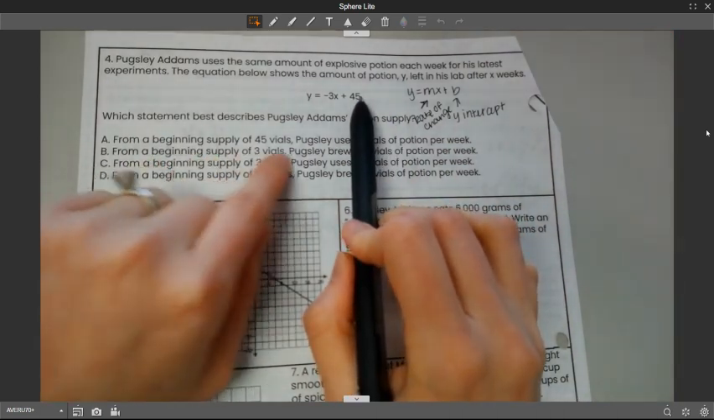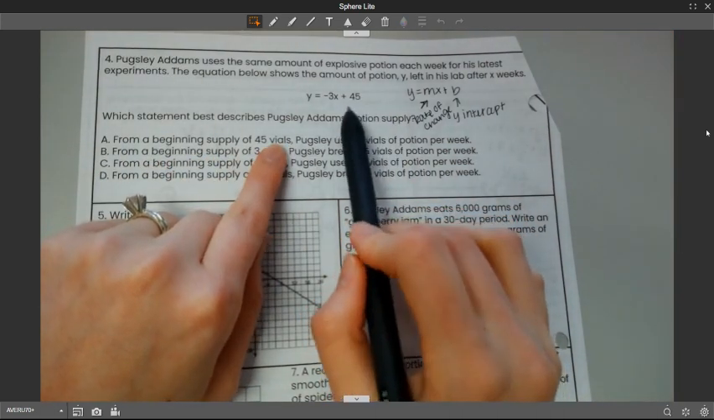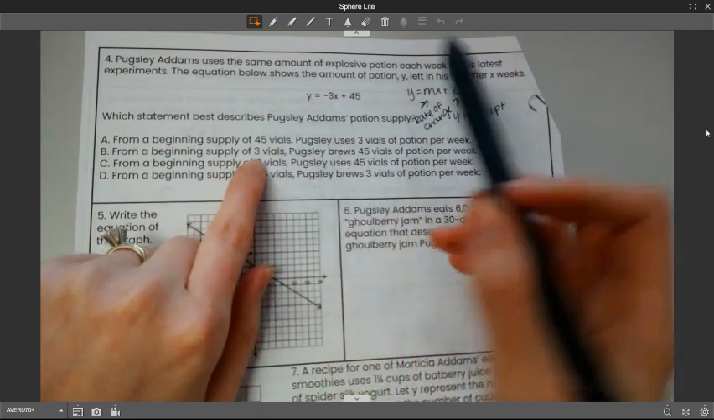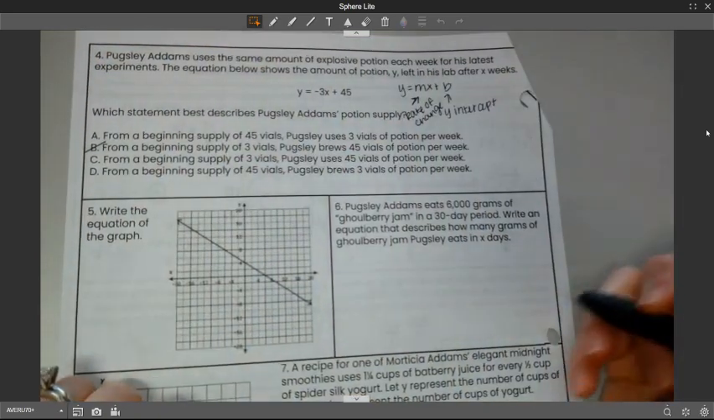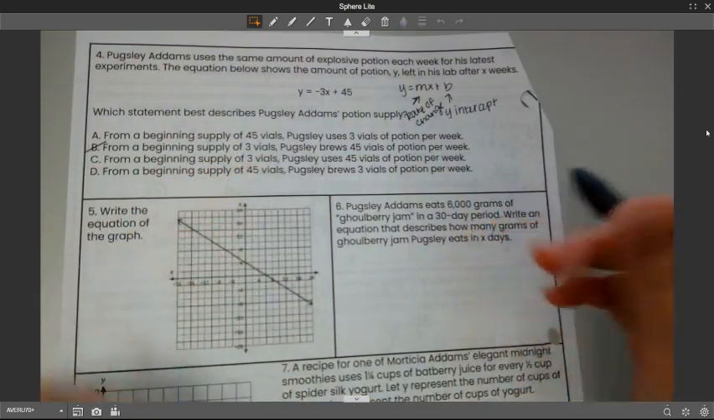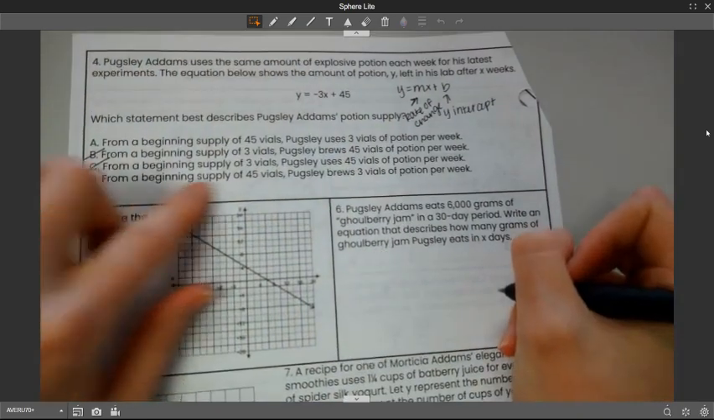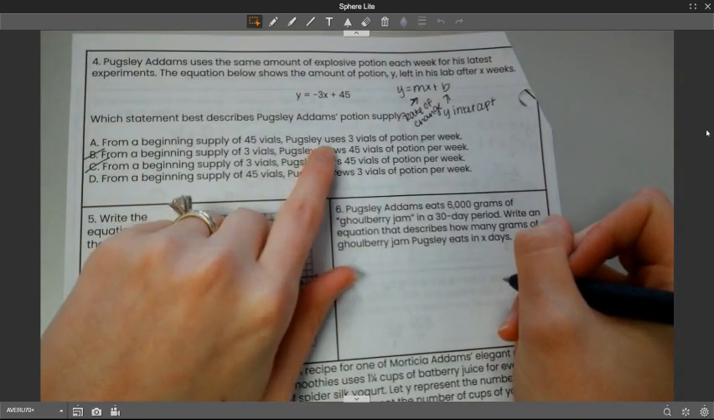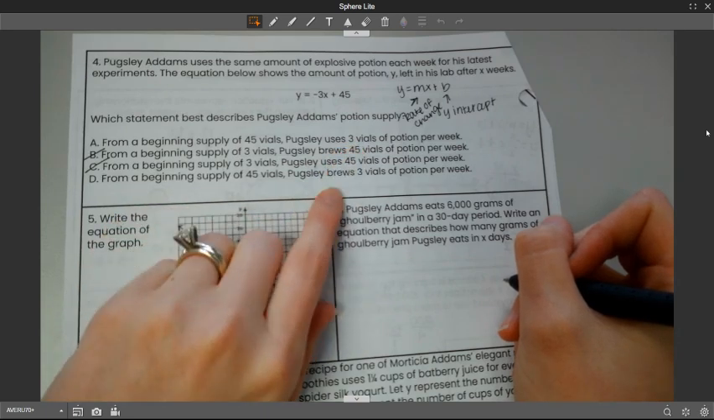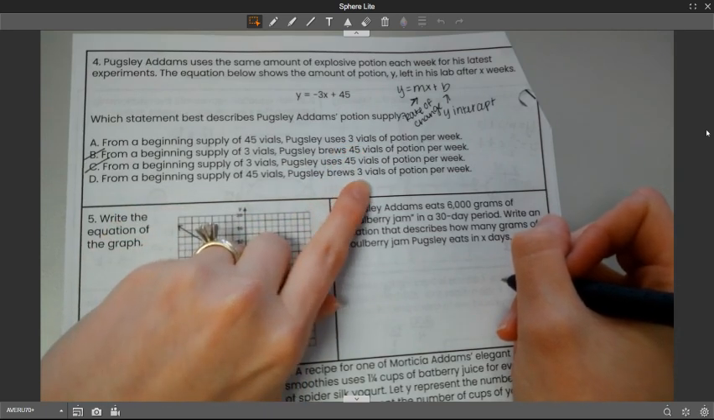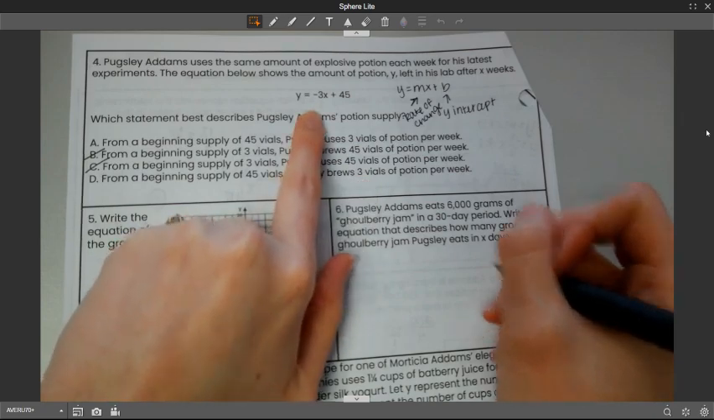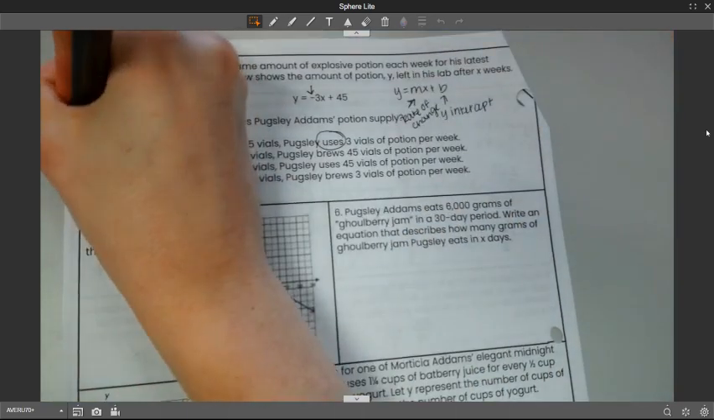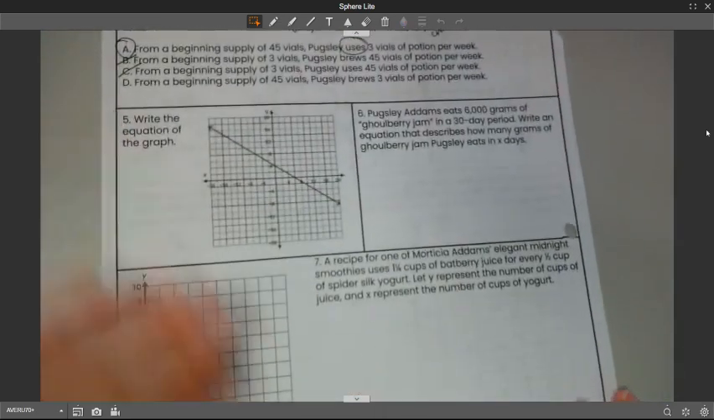So b is our starting point because it's the y-intercept. Saying from a beginning supply of 45, that's starting out pretty well, whereas B says from a beginning supply of 3. No, we started at 45. So we're between A and B. Pugsley uses 3 vials of potion per week, or he brews, that means he's making 3 vials of potion per week. Because this is negative, it means that I'm using, so answer choice A makes the most sense.